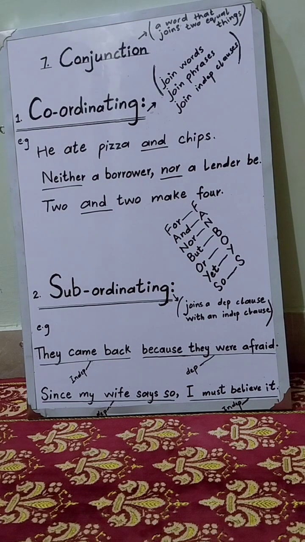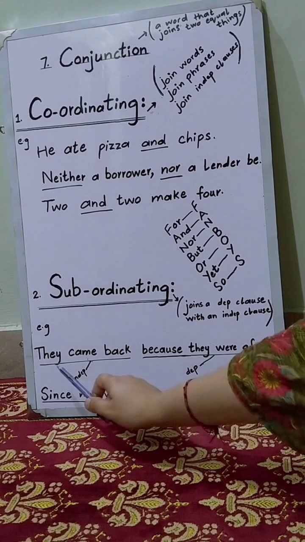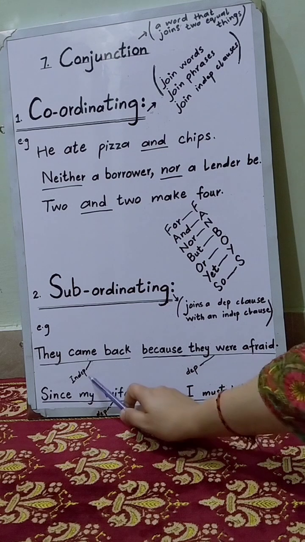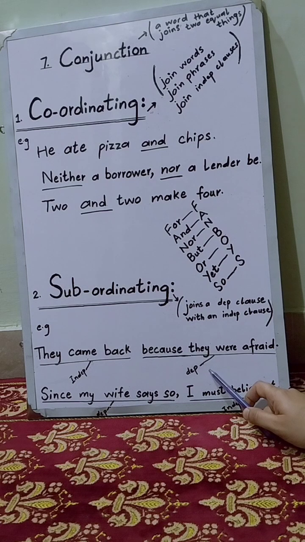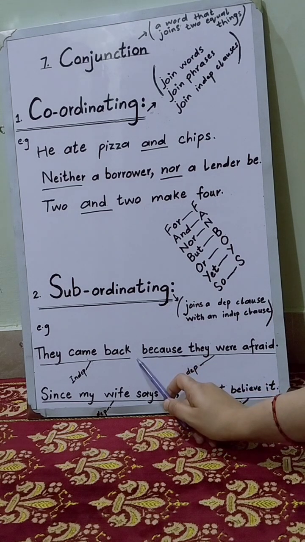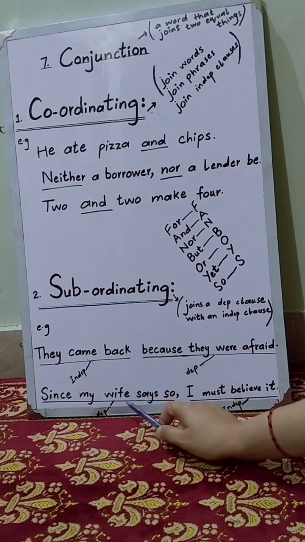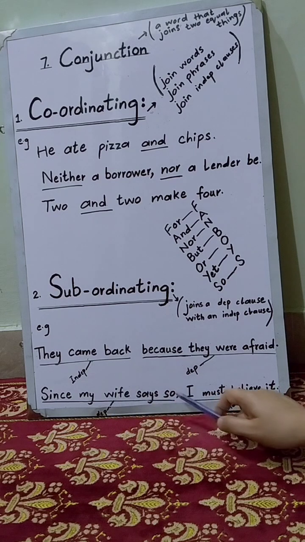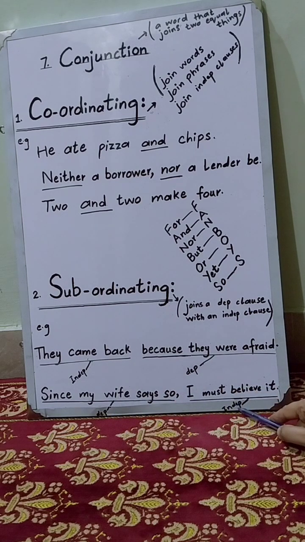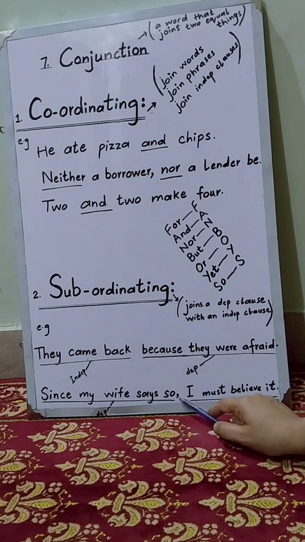Listen very carefully. If the sentence begins with an independent clause followed by a dependent clause, we don't need to put a comma in between. But if the sentence begins with a dependent clause followed by an independent clause, we need to put a comma between them.